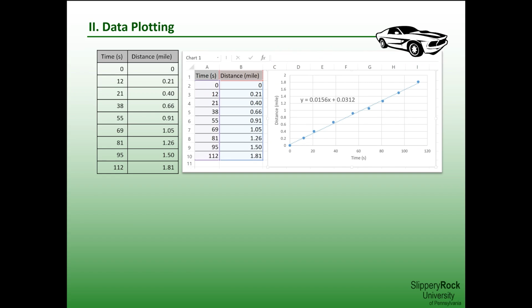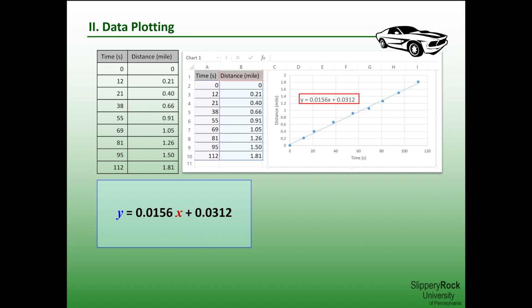Excel can display the equation for the trend line directly on the chart like the one we just created. Y equals 0.0156x plus 0.0312. Y is the distance in miles. X is the time in seconds. 0.0156 is the slope of the line, and 0.0312 is the y-intercept. So, what does this mean in real-world terms?